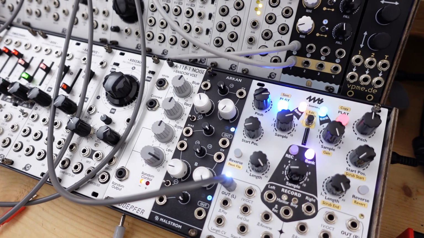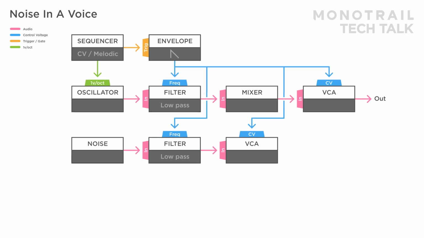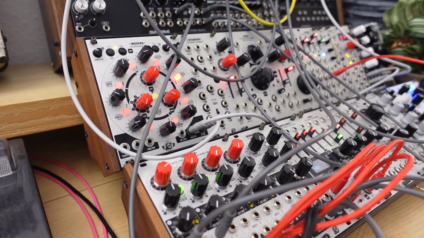This is definitely my favorite way of patching noise, because you have a lot of control over the sound. You can even send the filtered noise through its own VCA, complete with a copy of the modulation. Here, the noise effectively becomes its own voice, creating percussive sounds on top of the voice. In this setup, sampled noise is used, and an LFO is modulating the pitch to add movement. On top of that, only the noise voice is sent through a stereo delay.